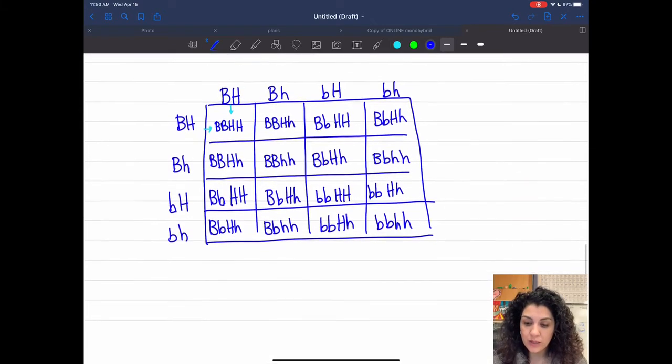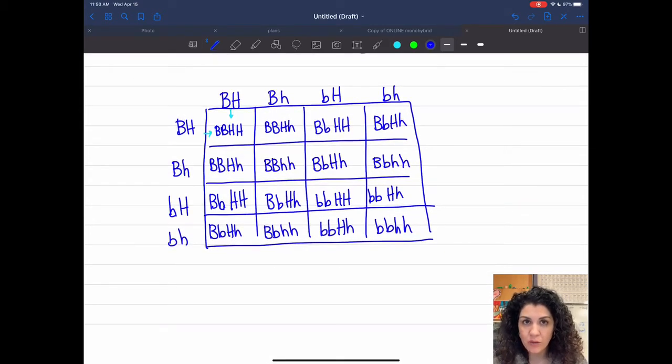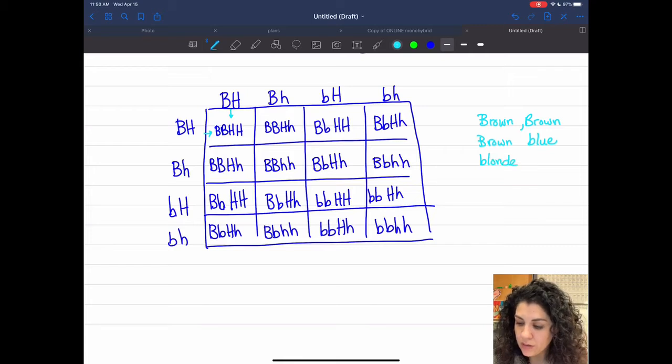So when you're looking at this, I might start with a phenotype ratio, and I might go, okay, what are the different phenotypes here? So I can have brown and brown. I can have brown hair and blue eyes. I can have blonde and brown. And I can have blonde and blue. So those are the different combinations that I can have.